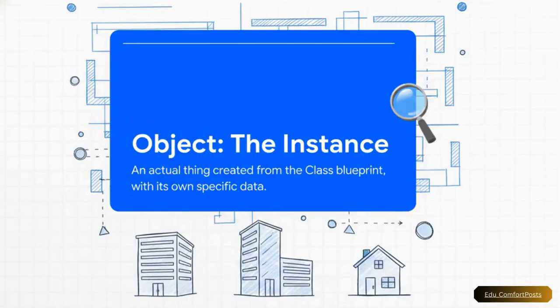And then, from that one blueprint, you create objects. These are the actual buildings, the actual cars rolling off the assembly line. An object is a real thing that exists in your program's memory, and each one can have its own unique data, like a red Toyota or a blue Ford, all from the same car blueprint.